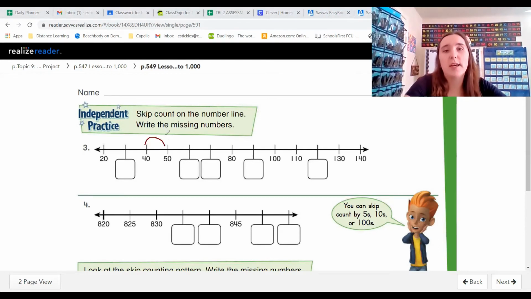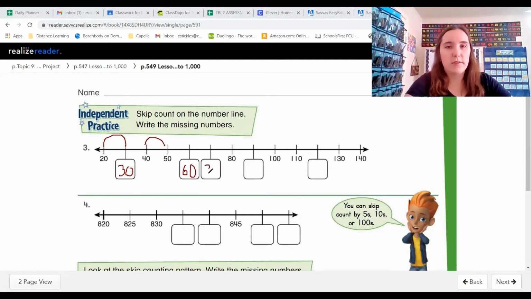We go 40 plus 10 equals 50. So now let's fill in our missing numbers. 20 plus 10 equals 30. Our 10s increased by 1. So 2 10s, 3 10s, 4 10s, 5 10s, 6 10s or 60.